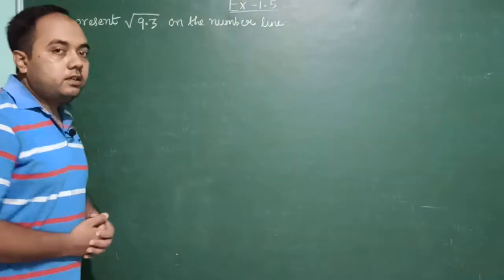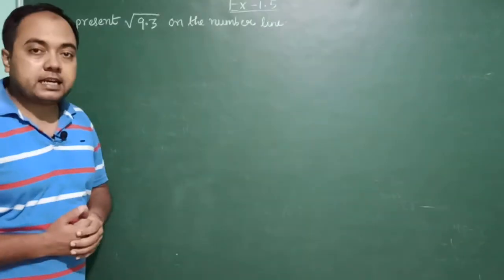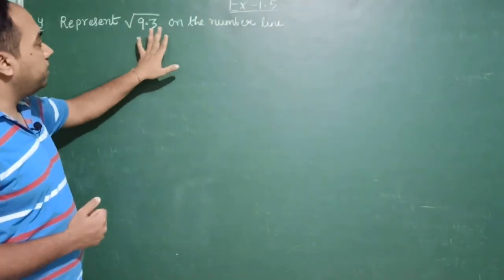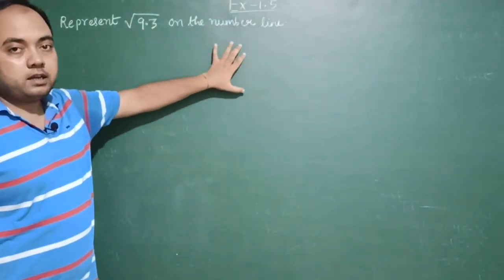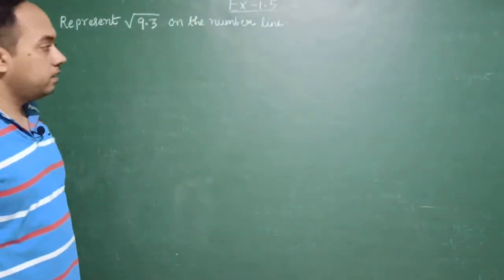In this video lecture, I will explain question number 4 of exercise 1.5. The question is represent under root 9.3 on the number line.